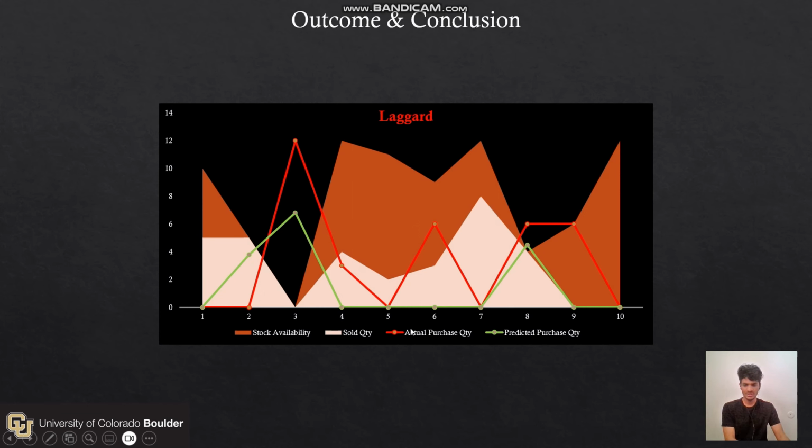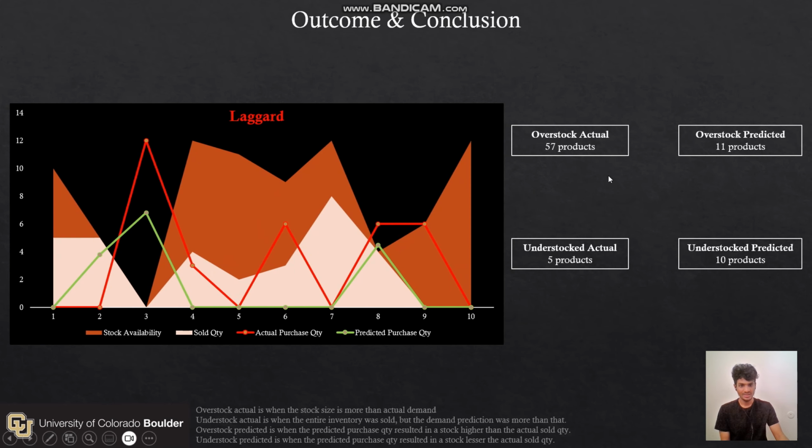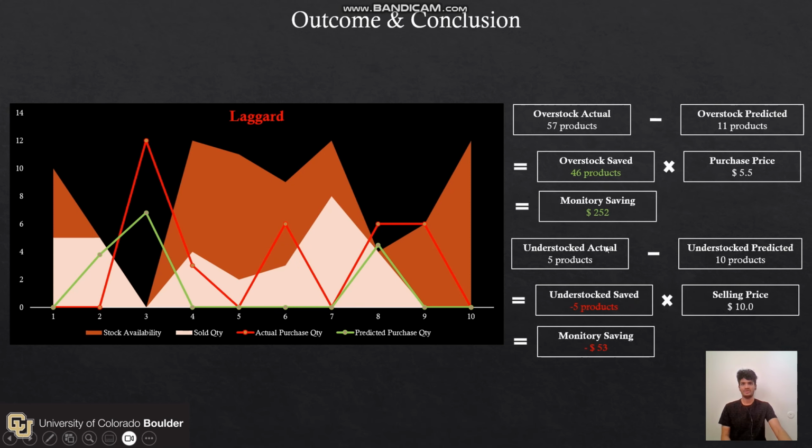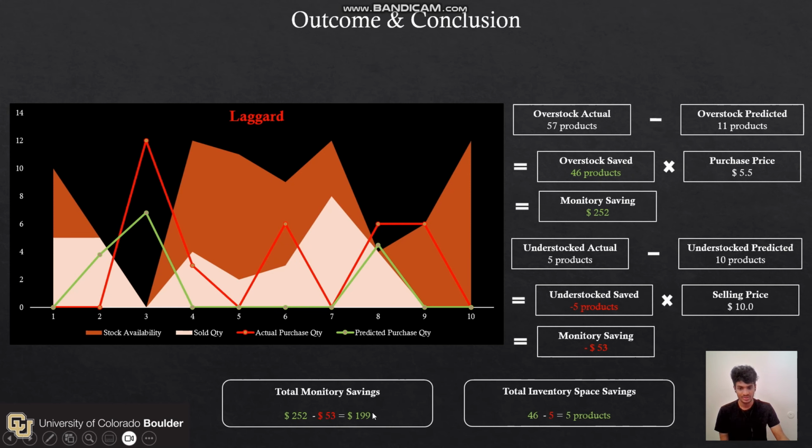Now these are few values that are needed to calculate these overstock and understock metrics. Both of these were calculated for actual and the ones that would have been received by following the prediction. Just by following our prediction, we could have saved 46 products from overstocking and might have ended up understocking 5 products. Now this converted to a monetary value based on the purchase price and selling price, we could have saved an overall of $200 and also an inventory space for 5 more products.